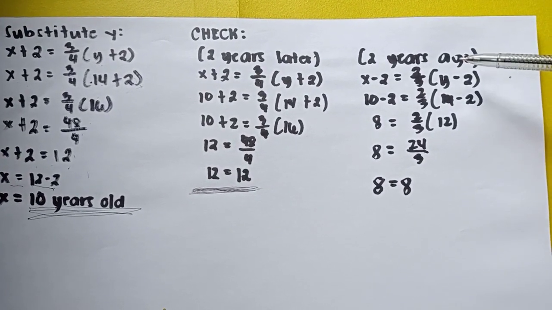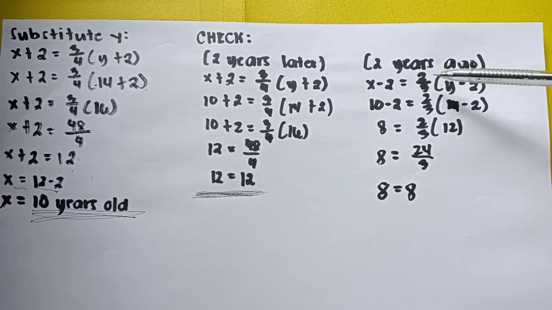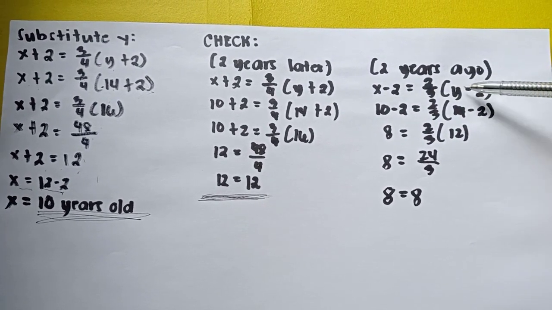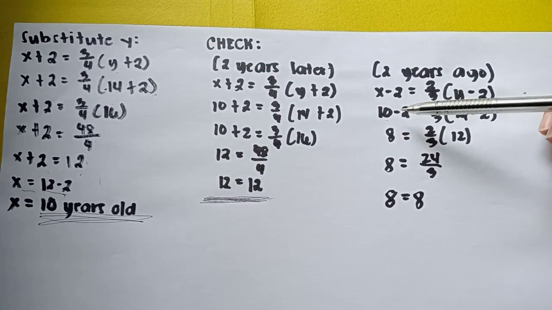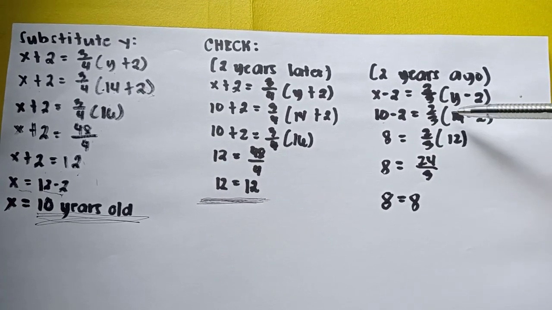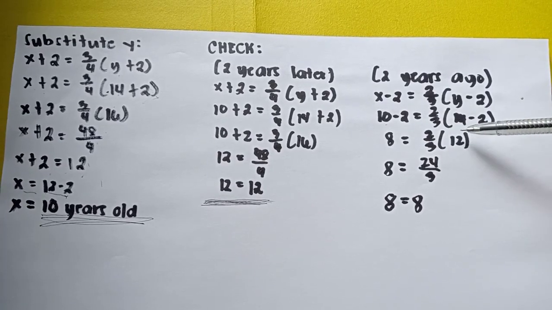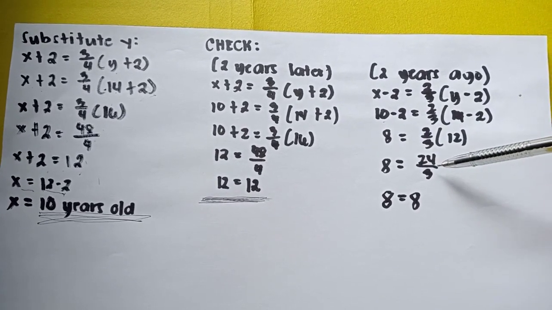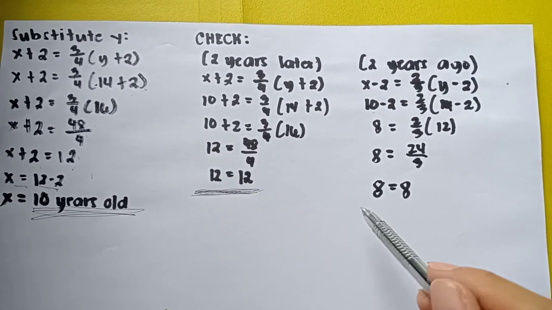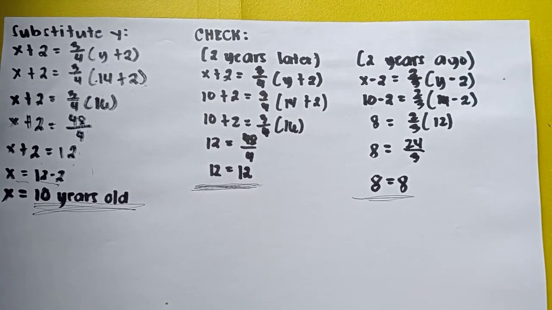And then 2 years ago, X minus 2 equals 2/3 times Y minus 2. Value of X, 10 minus 2 equals 2/3 times 14 minus 2. 8 equals 2/3 times 12. 8 equals 24 over 3. 8 equals 8. So again, our answer is correct.